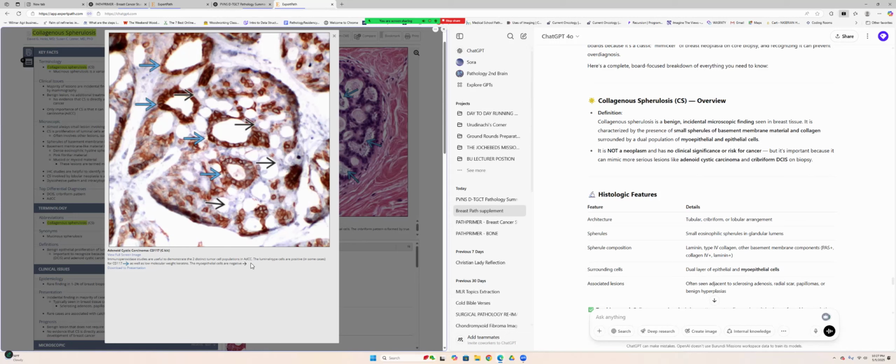They will show two distinct tumor populations. The luminal cells are going to be positive in some areas. Okay, so c-kit is positive in adenoid cystic carcinoma.